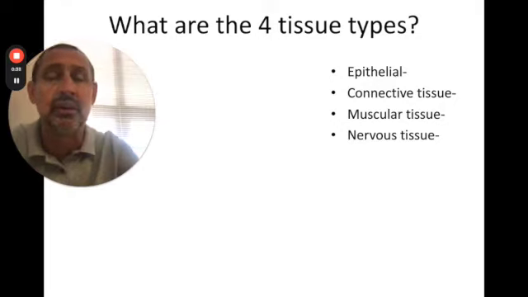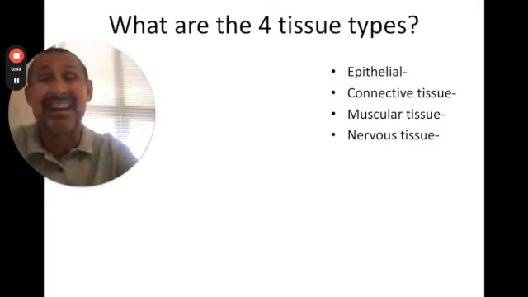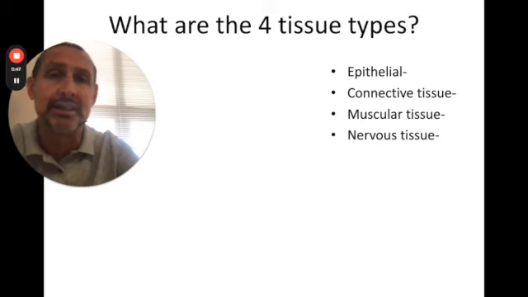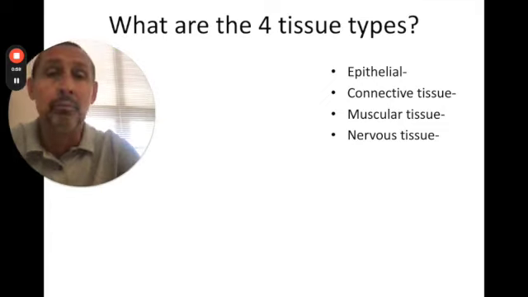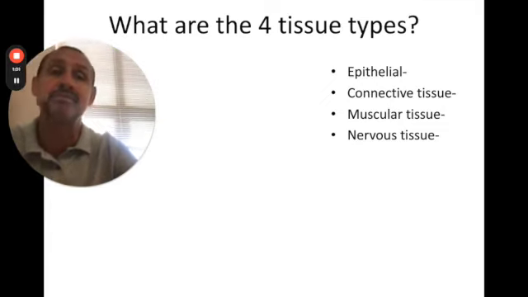Epithelial tissue covers things and lines things. Connective tissue does just what it sounds like. It connects, it brings parts of your body together. Muscular tissue has the unique ability for movement, and nervous tissue has the unique ability to transmit information or nerve impulses from one part of your body to another part of your body.